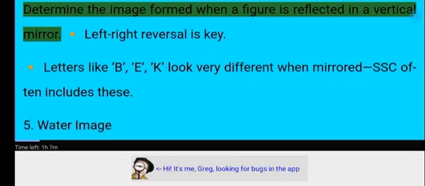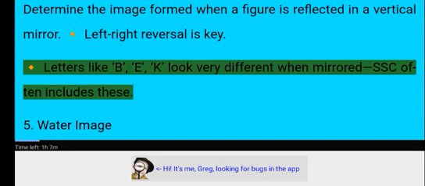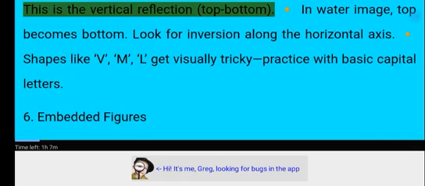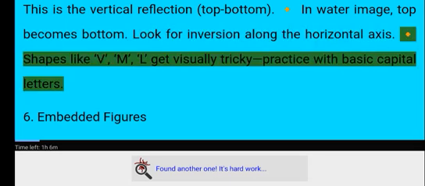4. Mirror image. Determine the image formed when a figure is reflected in a vertical mirror. Left-right reversal is key. Letters like B, E, K look very different when mirrored. SSC often includes these. 5. Water image. This is the vertical reflection, top-bottom. In water image, top becomes bottom. Look for inversion along the horizontal axis. Shapes like V, M, L get visually tricky. Practice with basic capital letters.